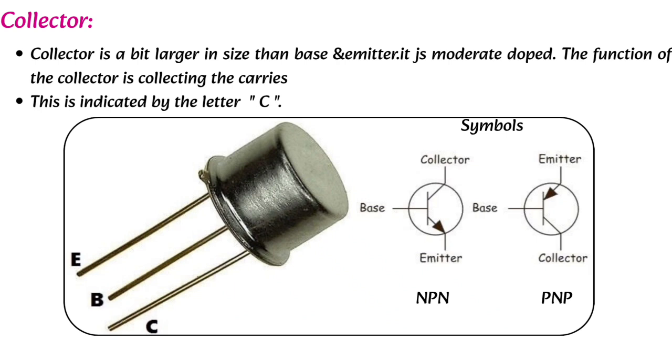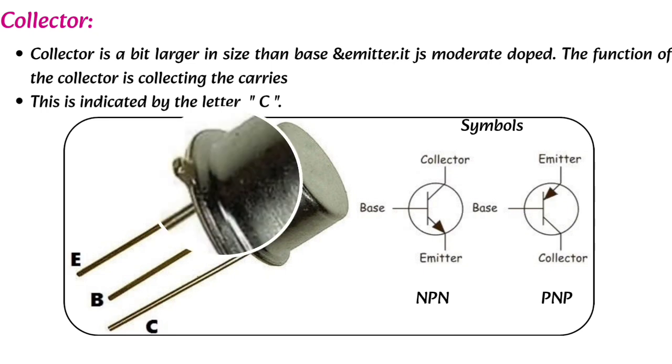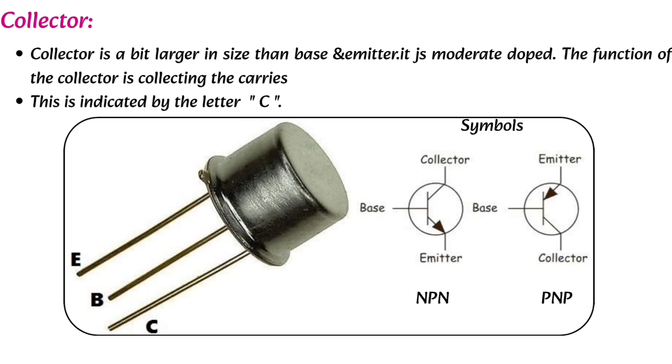And here you can see the real image of the transistor. The middle terminal of the transistor is called the base, the terminal with the knob is called the emitter, and the right side of the base is called the collector. These are the terminals of the transistor. And coming to the symbols of the transistor for both NPN and PNP, the arrow mark indicates the emitter, and the direction of the arrow mark indicates the direction of flow of current. So these are the terminals and symbols of the transistor.